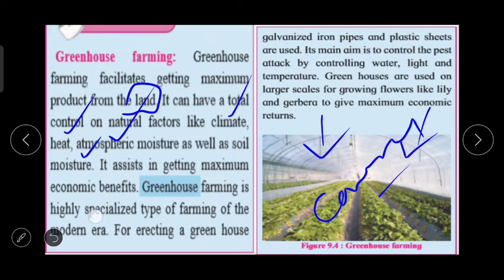Greenhouse farming is highly specialized type of farming of the modern era. For erecting a greenhouse, galvanized iron pipes like this you can see here, ये जो iron pipes है, and plastic sheets are used. Its main aim is to control the pest attack by controlling water, light and temperature. So basic thing here which we have to understand is that the farming is controlled in this. Greenhouses are used on larger scales for growing flowers like lily and gerbera to give maximum economic returns.